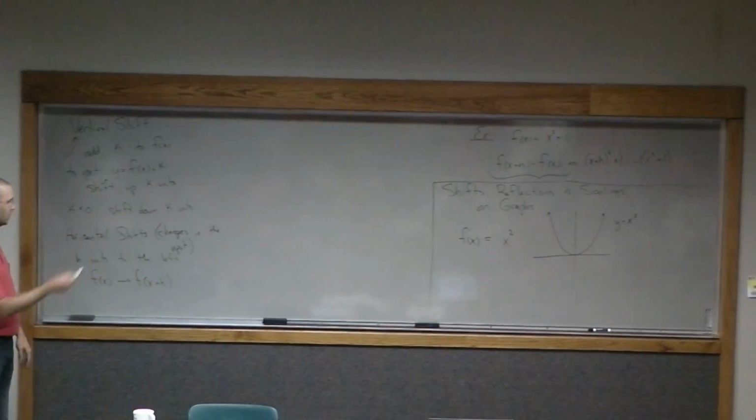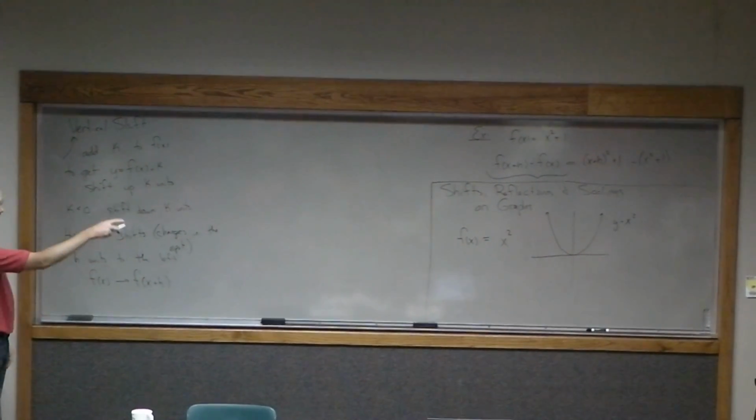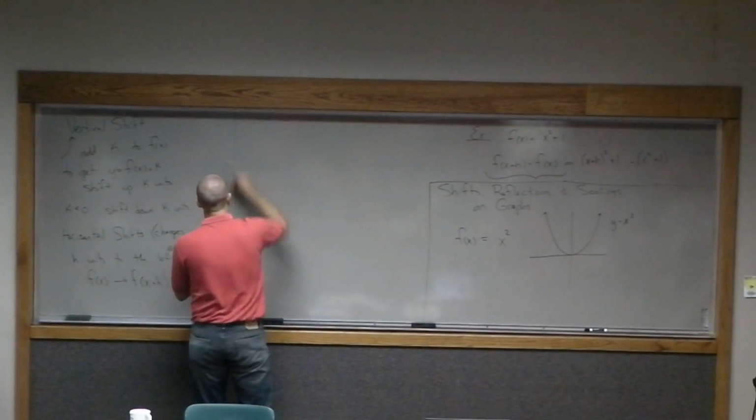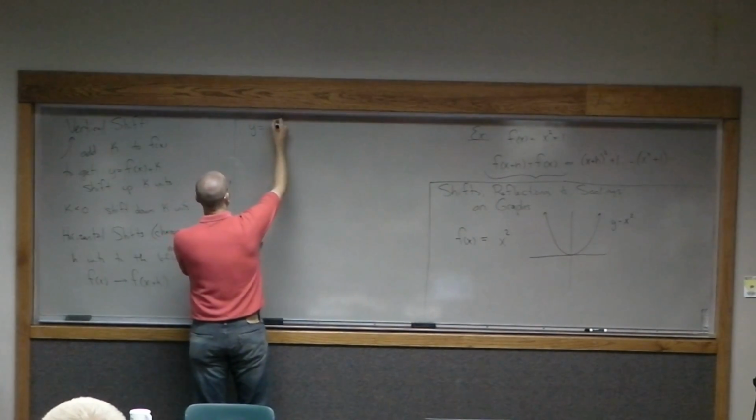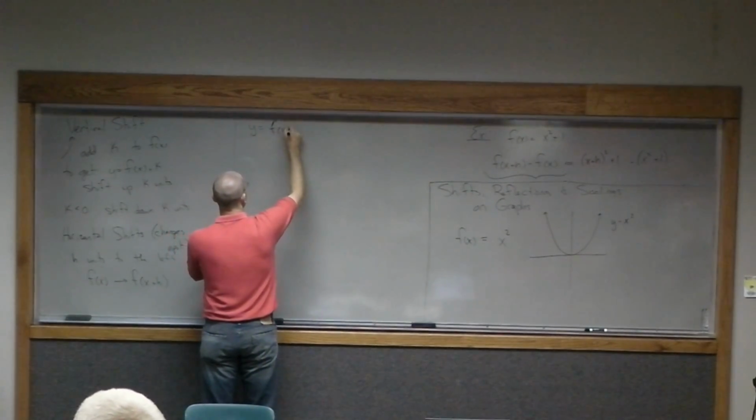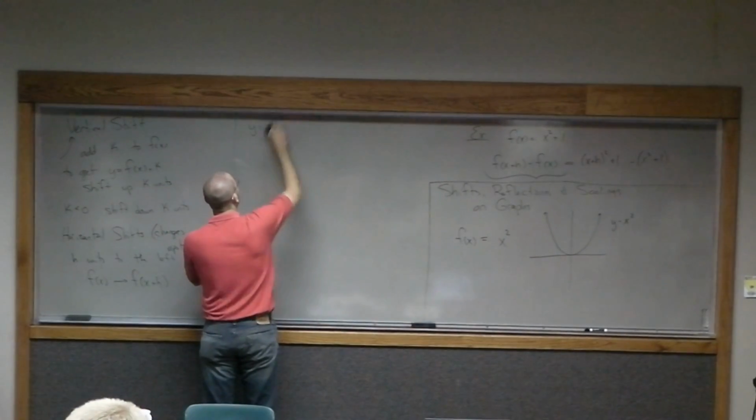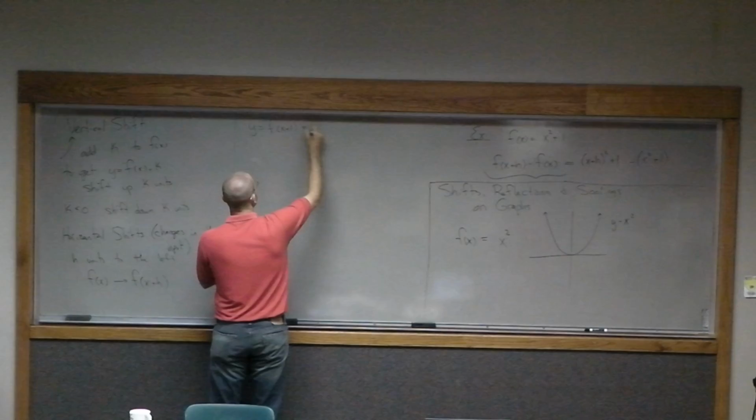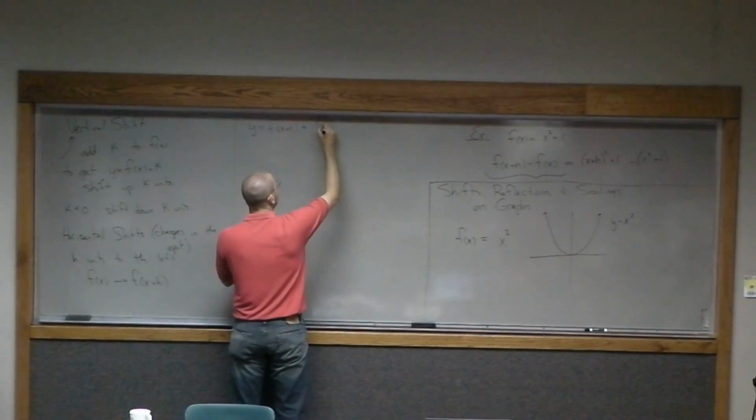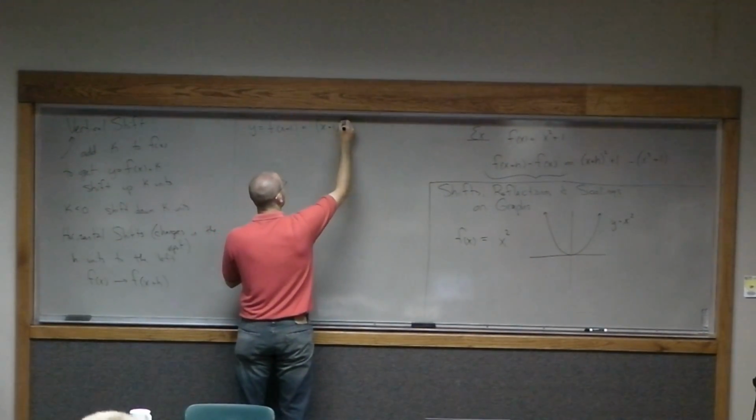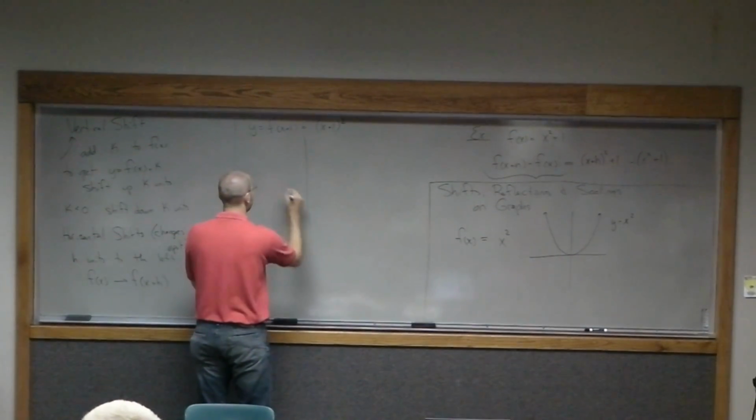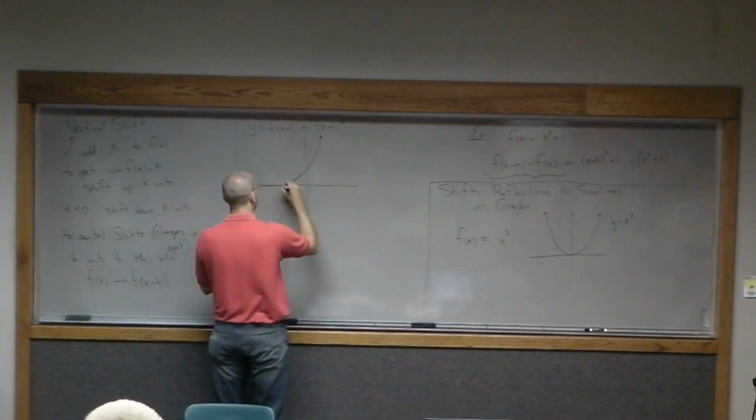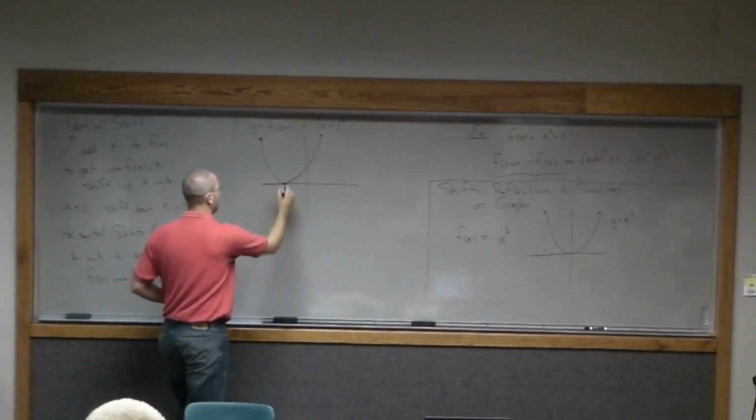Okay? So in our graph over here, if I go f of x plus 1, y equals f of x plus 1, right? F of x plus 1, in terms of our function, that becomes the quantity x plus 1 squared. The graph of that is now over here. Something like that.